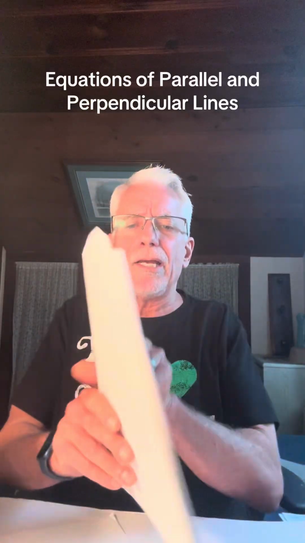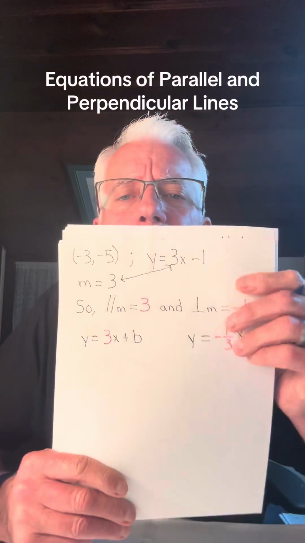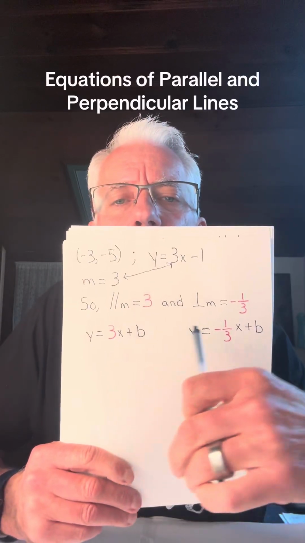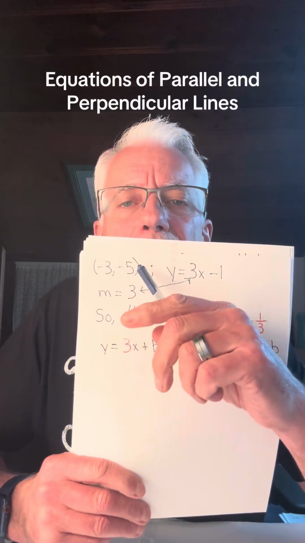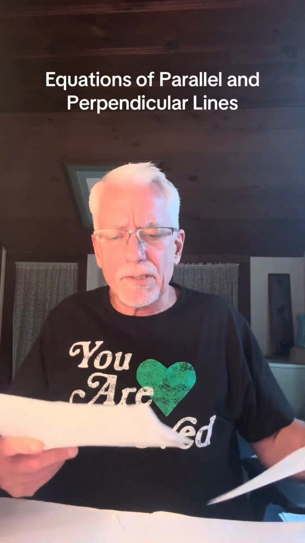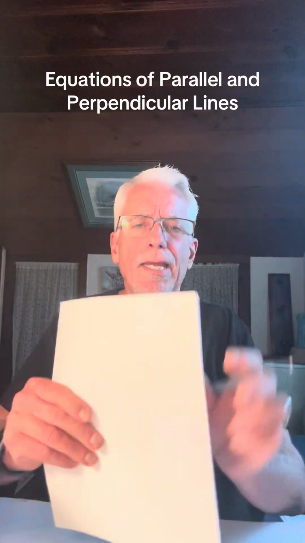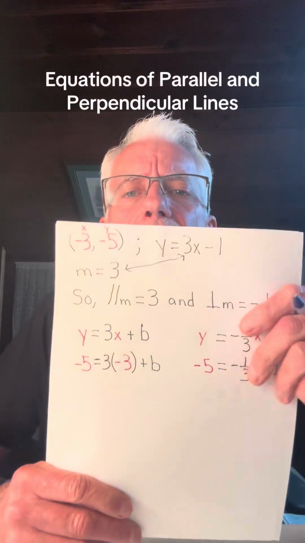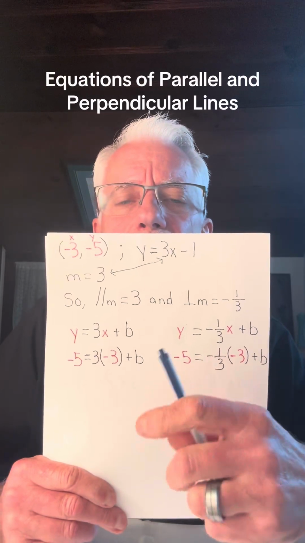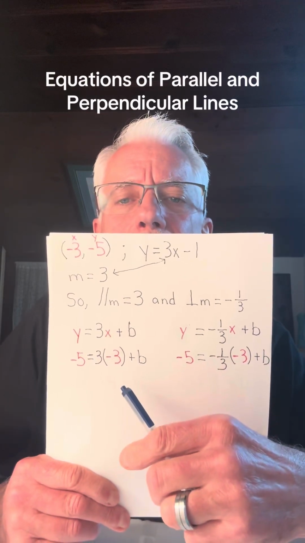So here I am right there, and we just got to get b. I'm going to plug in negative 3 for x on both of these, and then plug in 5 for the y's on both of these, and solve for b. So I'm just substituting in negative 3 for the x's and 5 for the y's on both of those. And now it's just number crunching. We got to get b.